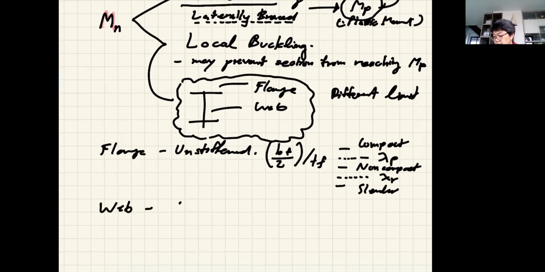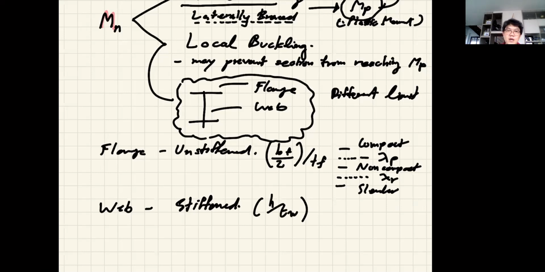The web is the stiffened element. Oh, my handwriting. Okay, here it is. The web is a different element. Okay, and you check the H over TW ratio. Remember, the H is the distance between the two fillets. So it is not the depth of your section.